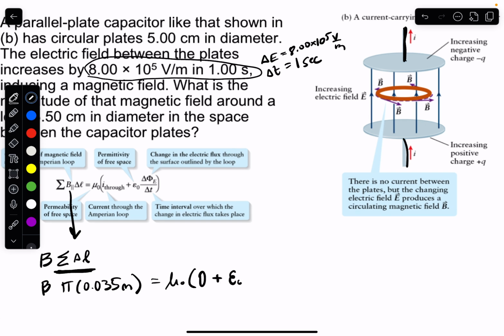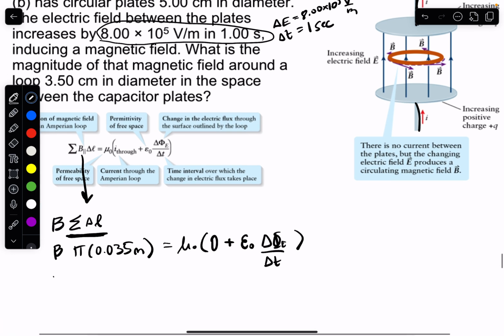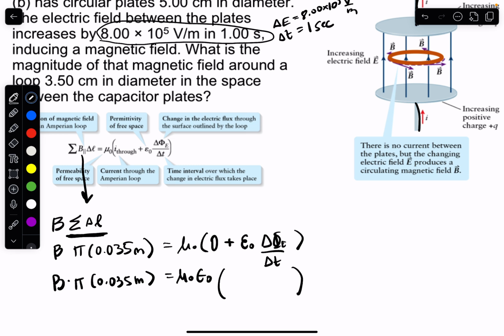And the second term is going to be the change in flux with respect to time. So let's go ahead and write that out. The change in flux, that's going to be delta phi over delta t. I'll just leave this here. So what is the change in flux? The change in flux is the final electric field times the area minus the initial electric field times the area over delta T.